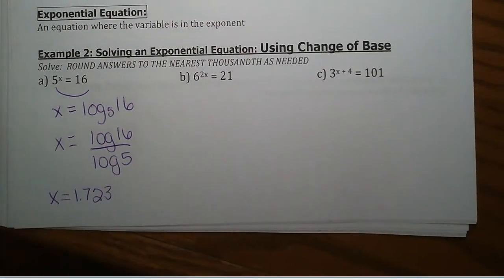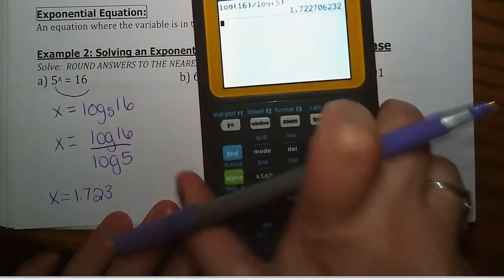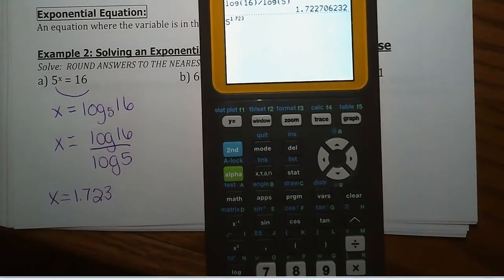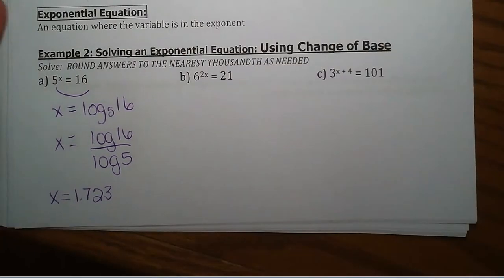And then you can, of course, plug that in to check. And again, I rounded, so it might be a little bit off. But if I do 5 to the 1.723 power, you're going to see it's super close to 16, a little bit off because of the rounding. Okay, so same thing here.